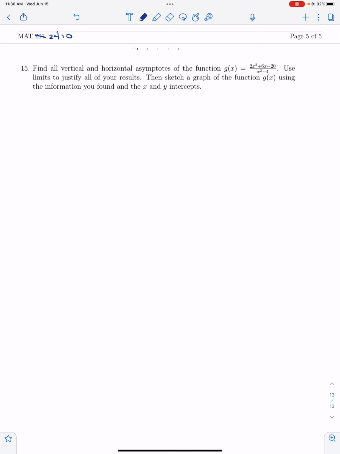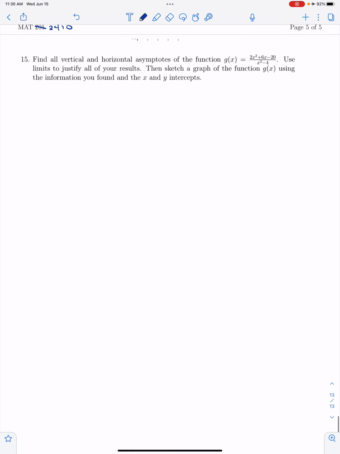This is the exam 1 review, problem number 15. We want all vertical and horizontal asymptotes of our function g of x, and then we're going to use limits to justify the results. We want to sketch the graph using the asymptotes and the x and y intercepts. So I am going to start by factoring.